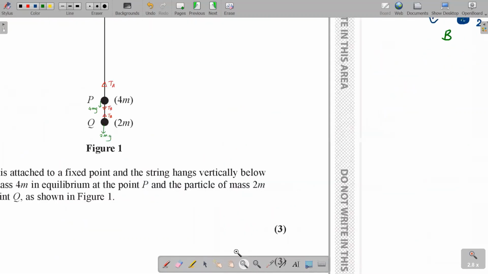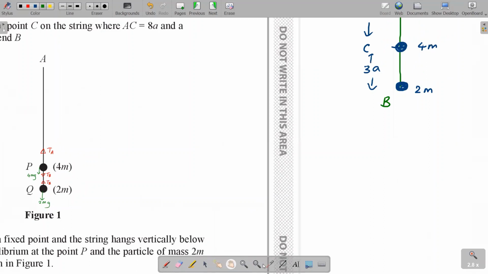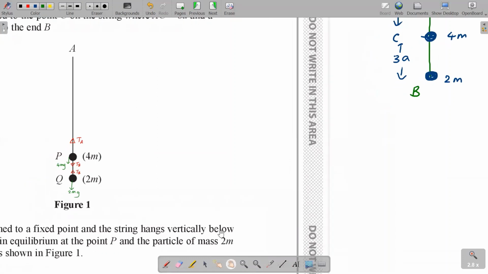So again, when you go to find the PQ length, you will be considering the PQ part. You can see PQ was originally the CB piece of string, so the original length is the CB one. So first of all, shall we find tension B? Because tension B is what we'll be using to get the extension. So how do we get tension B? How much is tension B equal to?